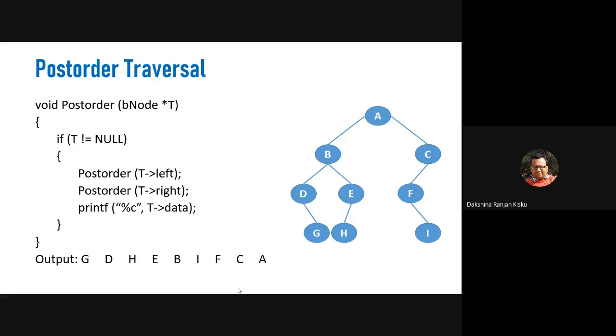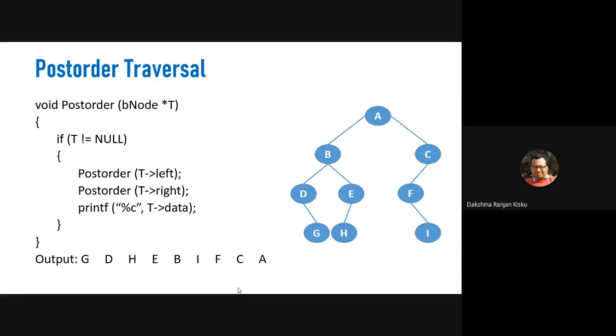Now we will be talking about the post-order traversal. So what is done in post-order traversal? In the post-order traversal, first we visit the left subtree, and then we visit the right subtree, and finally we visit the root node. Here in all these three traversal sequences, you can see that the left subtree is always visited before the right subtree.